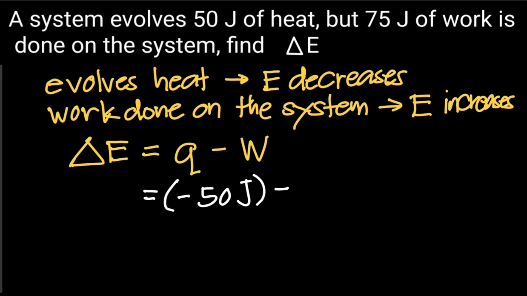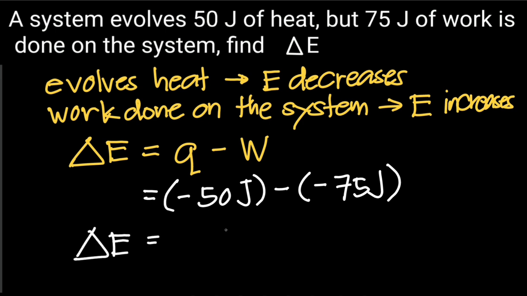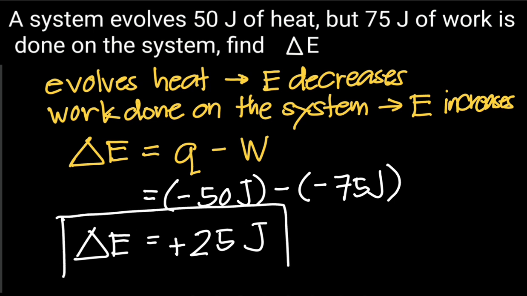And for the work, since work is done on the system, it is also negative. So this would become minus negative 75 joules. So the change in internal energy is just equal to negative 50 joules plus 75 joules, which is just positive 25 joules. So this is the answer here.